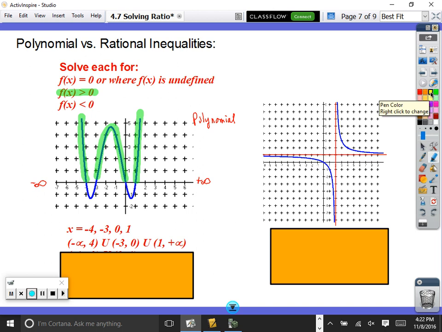And last, it will ask us, where is the function less than 0? Less than 0 means below the y equals 0 line. So that occurs here and here. So it occurs between -4 and -3, union 0 and 1.